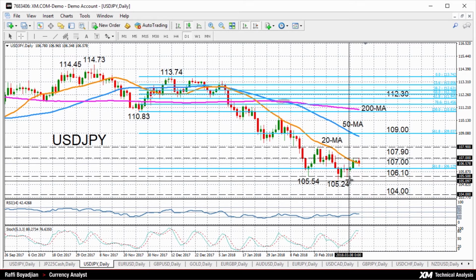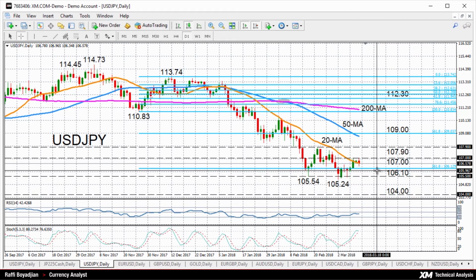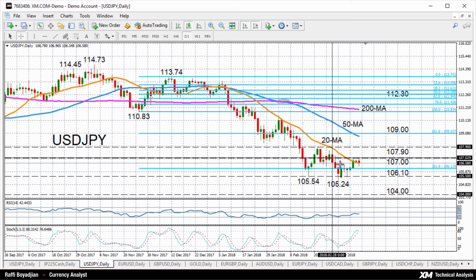A break below that level would indicate a resumption of the medium-term downtrend, and then we could see key resistance coming from around the 104 level.